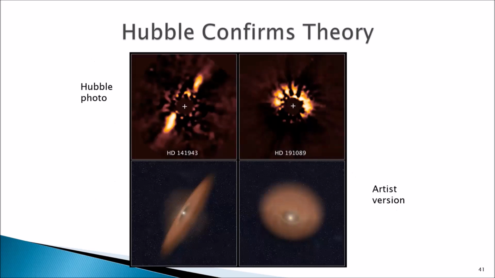So the Hubble confirms this whole theory. In the top of the slide, we have photographs from Hubble, and down in the lower part, we have the artist version of those same photos, making it a little clearer to see what was going on. And you can see that they are forming disks, with the center of the disk igniting into a nuclear reaction.